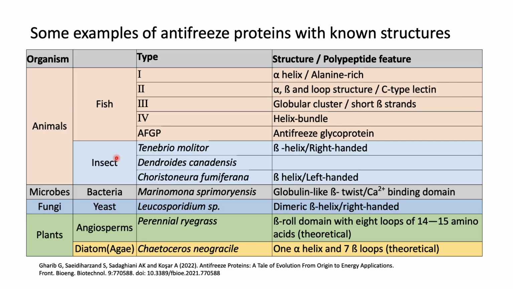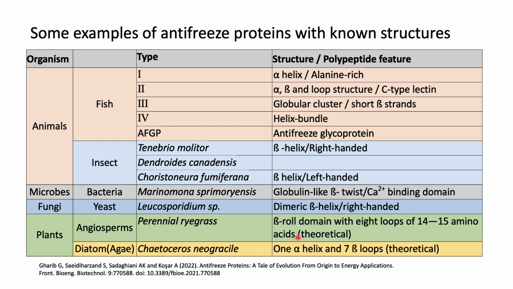And in the case of insects, we have the beta helix right-handed and beta helix left-handed present in two different species. And when we look at the microbes, basically the bacteria, they have the globular-like beta twist with calcium 2+ binding domains. Fungi have a dimeric beta helix and right-handed structure. Plants, we have two major types. One is angiosperms. They have the beta roll domain with 8 loops of 14 to 15 amino acids.